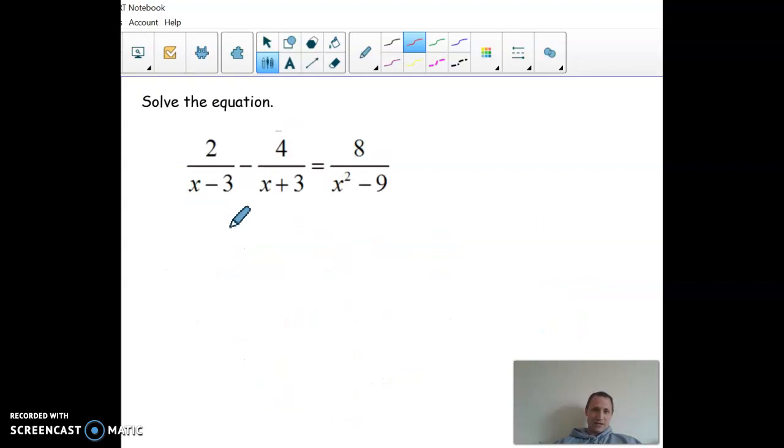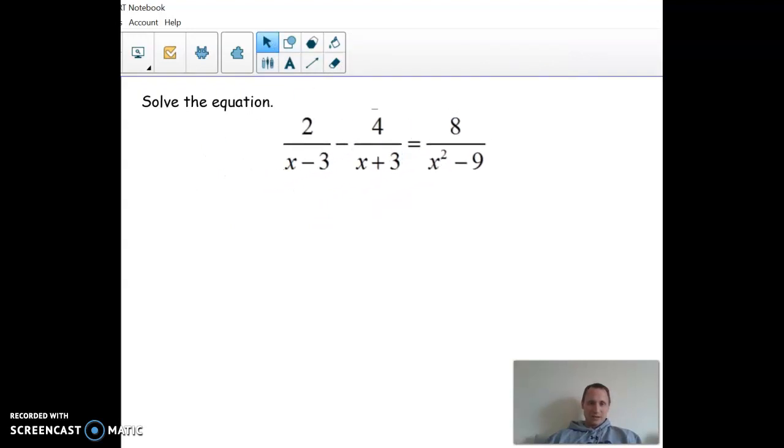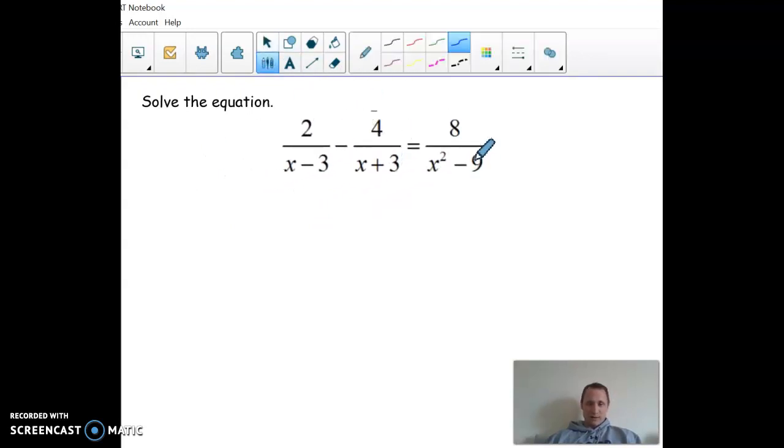Okay, next one. This is kind of a fun one. Again, I think the real challenge of this is being able to find the common denominator. Some of you can see right away what you're going to use for the common denominator. If you can't, I encourage you to factor a little bit. The one on the right, hopefully you realize that this is actually x plus 3 times x minus 3. x squared minus 9 breaks apart. That's the square minus square case.